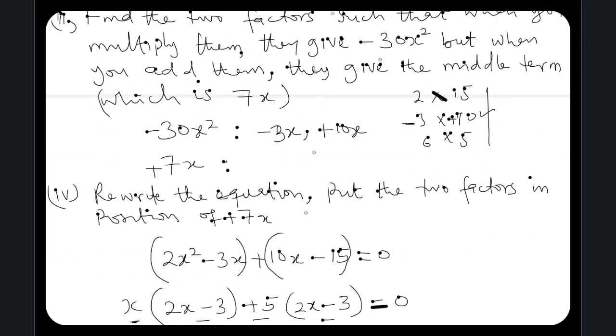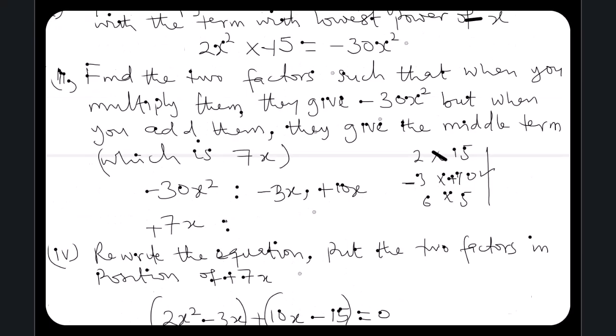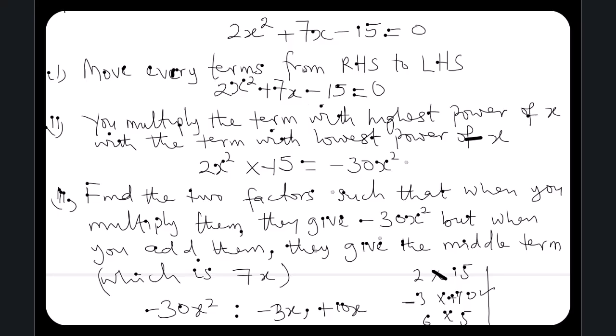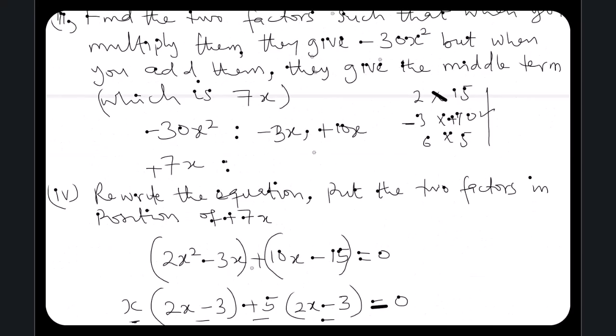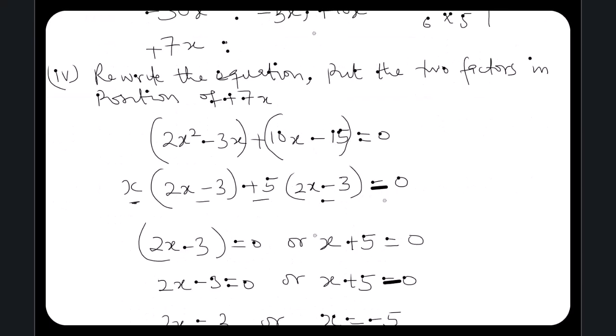Then you now rewrite the equation. When you want to rewrite the equation, you replace plus 7x with the two terms we have gotten here. So that's why we have 2x squared minus 3x plus 10x minus 15 is equal to 0. Then you now group them.